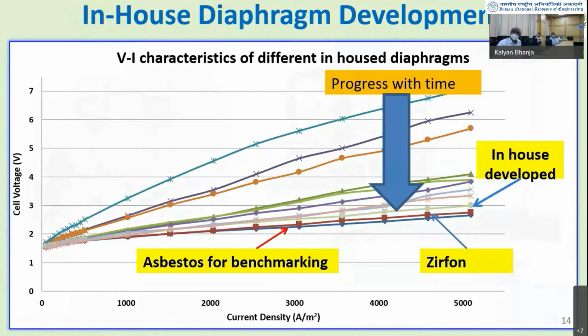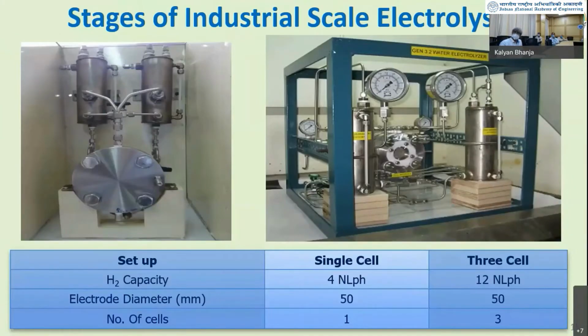So we have developed all the components of a cell module which is required for electrolyzer fabrication, and we started with a very small size, that is 2-inch diameter cells. For a single cell, the capacity is something like 4 normal liters per hour. Then we saw the stacking effect here. 3 cells are stacked together, and I have shown there is no reduction in performance. It is simply 3 times production, that is 12 normal liters.